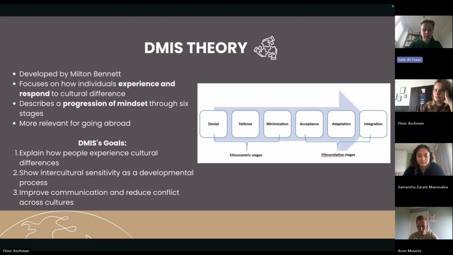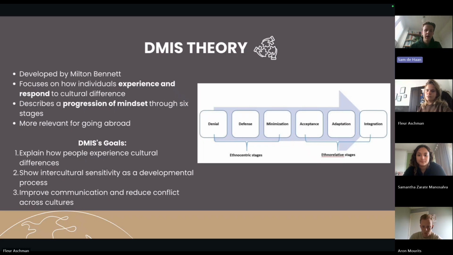It's developed by Milton Bennett and it focuses on how individuals experience and respond to cultural differences. It describes the progression of mindset through 6 stages. So for example, I can say I'm in the acceptance phase, but I can also move on to the adaptation phase. It's more relevant for going abroad because of the integration phase that's in this model.